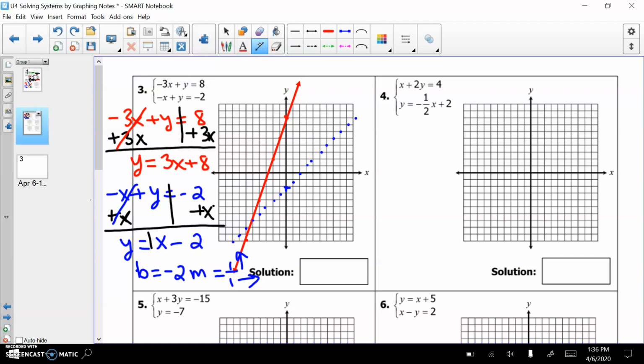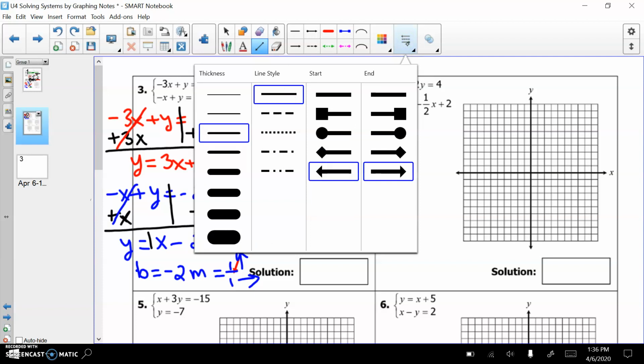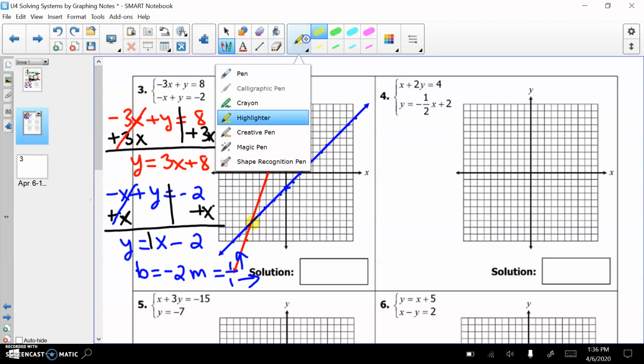Okay, so now I'm actually going to draw in my line. Your line should look something like this. Again, the more points you put, the more accurate your line is going to be. With this one, our solution is where they cross. That's my solution for this one.